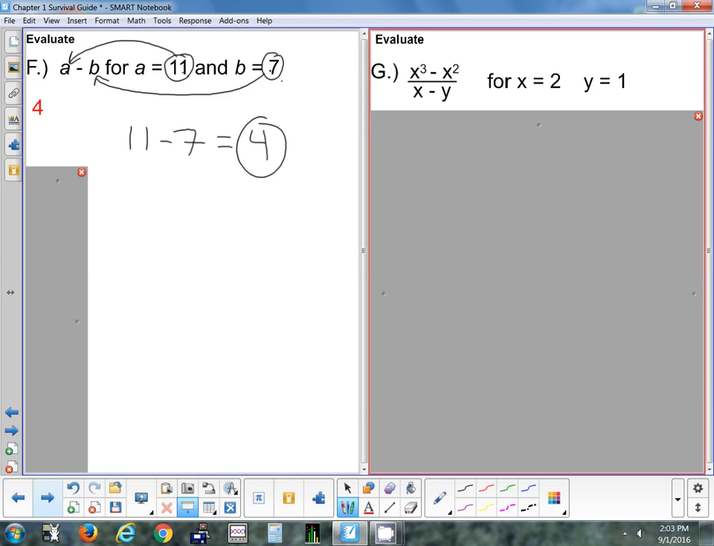Nope, you're not going to have to cross multiply, but that's a good guess. Yeah, we are going to have to do that sometimes. You have exponents and something else here. You're going to have division as well. Okay, so take a second and see if you can evaluate G on your own. I'll walk around and help you guys out.